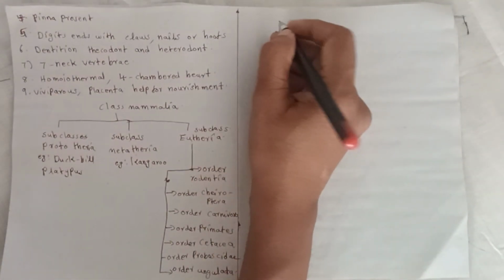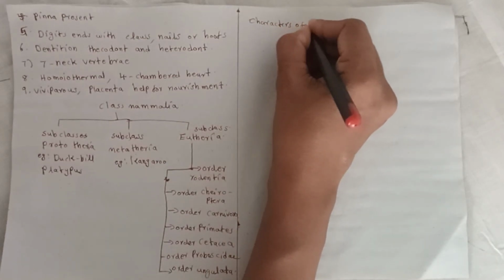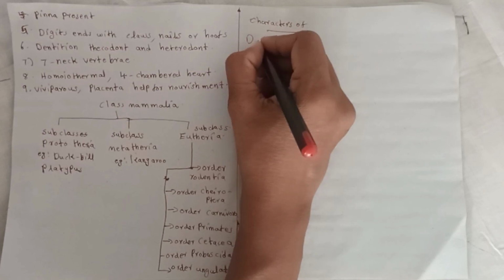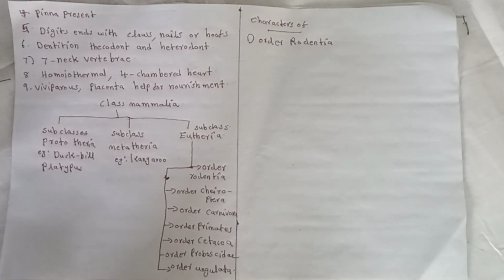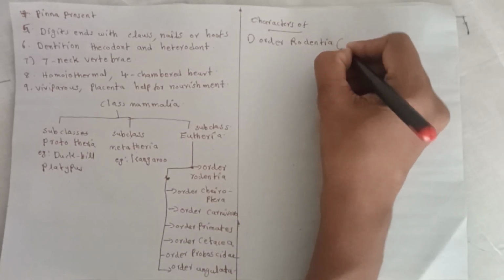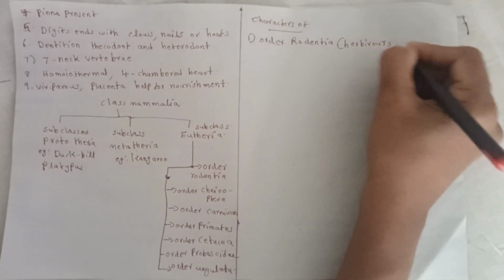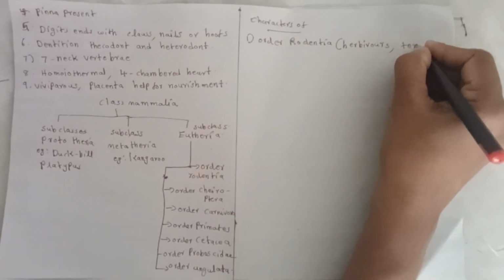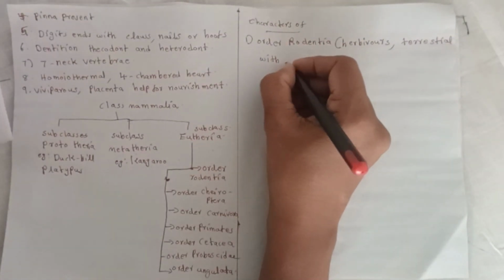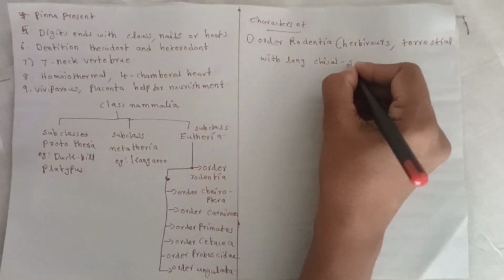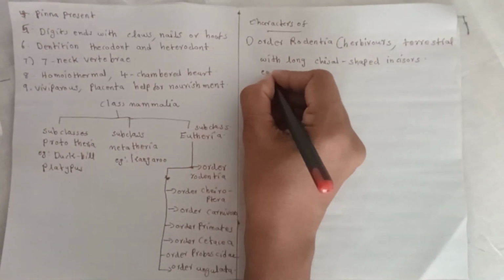The main characters of order Rodentia. Members are herbivores, terrestrial, with long chisel-shaped incisors. Example, squirrel.